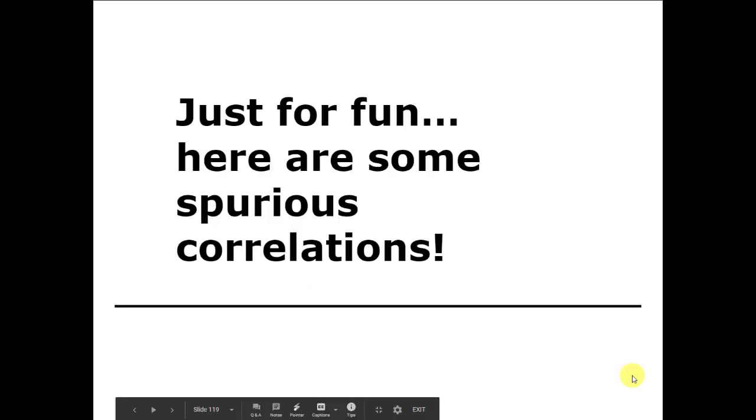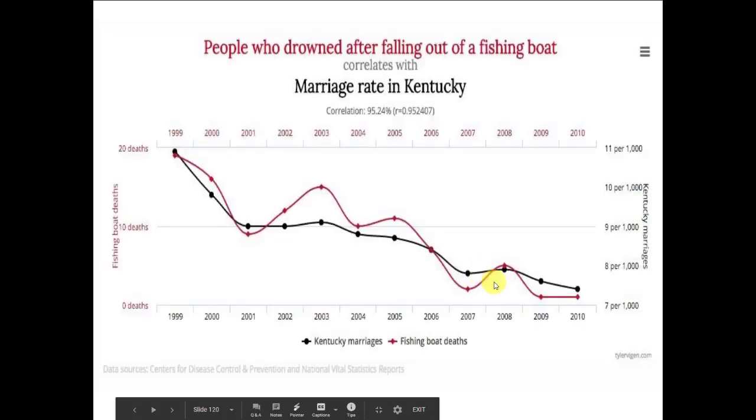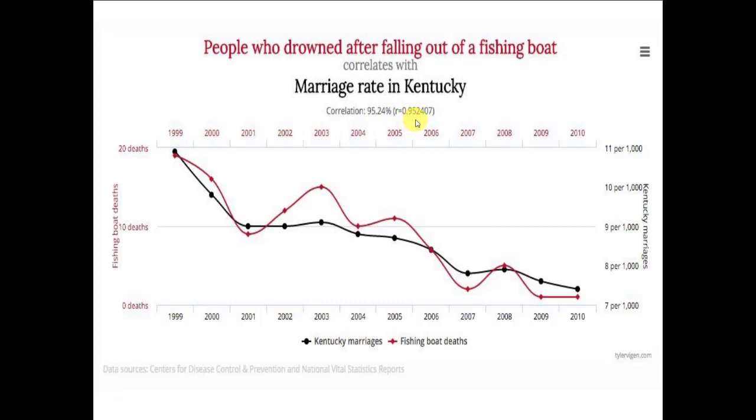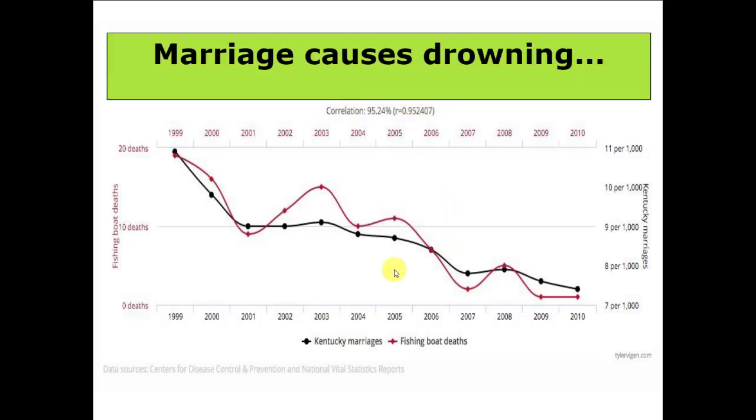So just for fun, let's look at some more lighthearted correlations here. So here is a correlation. It's a very high correlation. The R is 0.95. So it's a very strong correlation. And this correlates people who drowned after falling out of a fishing boat with the marriage rate in Kentucky. The incorrect assumption would be that marriage causes drowning.